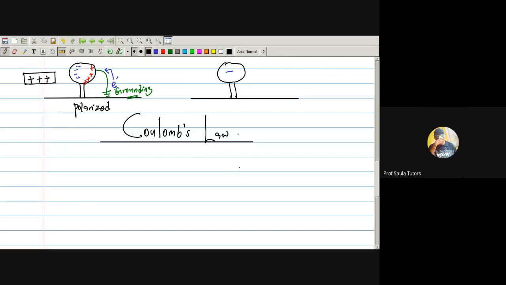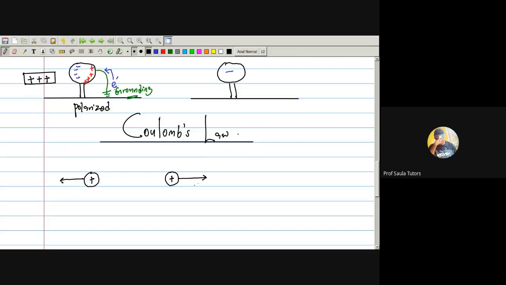So let me say that I am having two charges, for example. Let me say this is positive and this is positive. Everybody knows that the force here will be a force of repulsion. The force will be directed away from them.